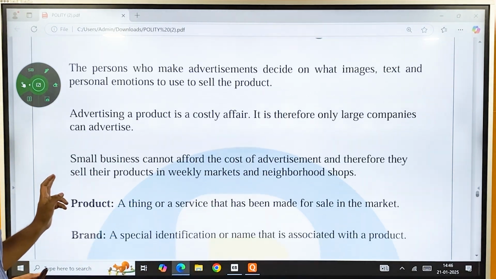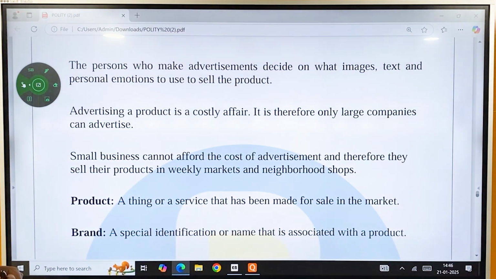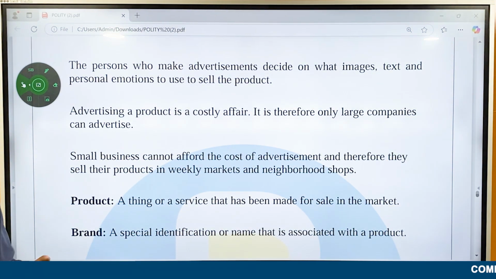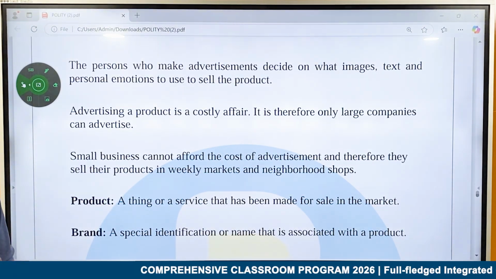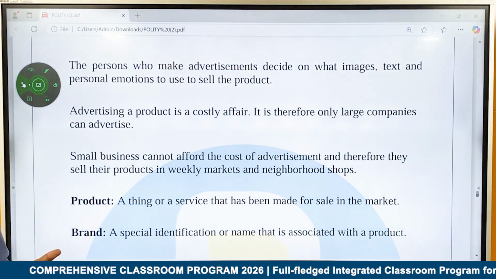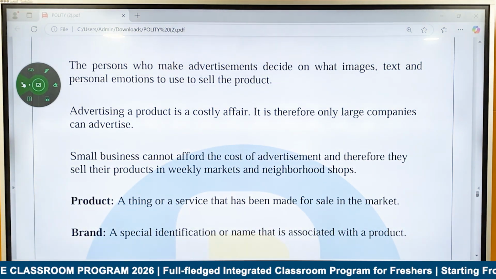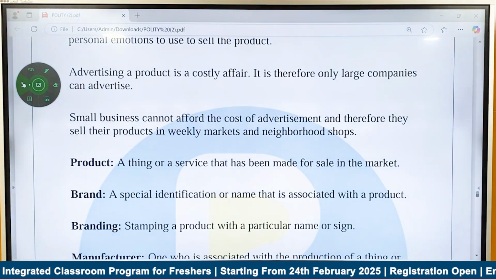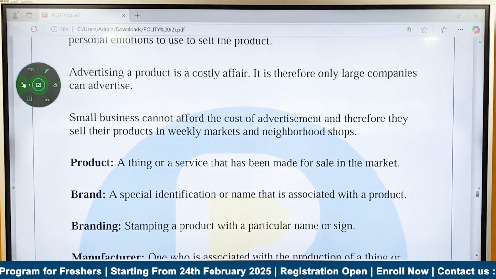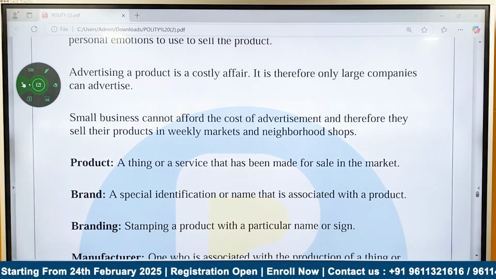Okay, advertising a product is a costly affair. It is therefore only the large companies that can advertise. Okay, you don't see small companies or local manufacturers advertising at a large scale. Only the big companies, tech companies, or large companies like Facebook, Google, Tata Motors, etc., are the ones who can afford these advertisements. Small businesses cannot afford the cost of advertisement, and therefore they sell their products in weekly markets and neighborhood shops. Okay, so small topic.